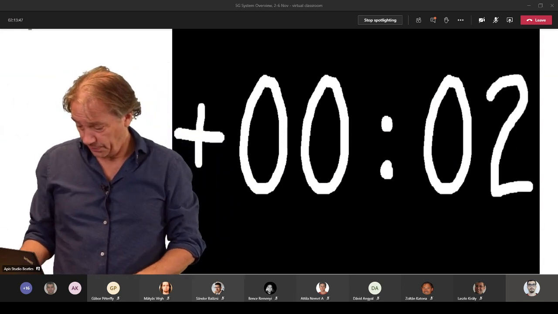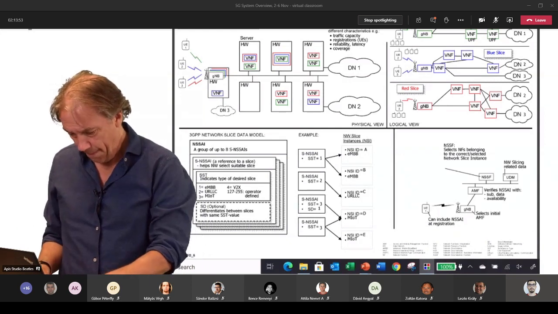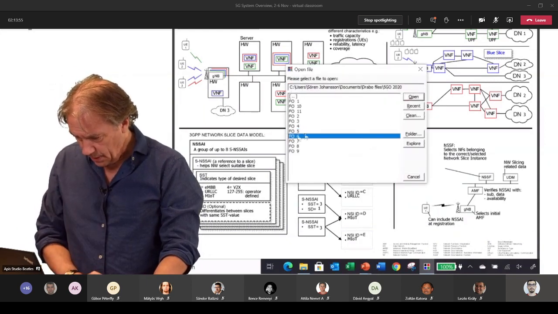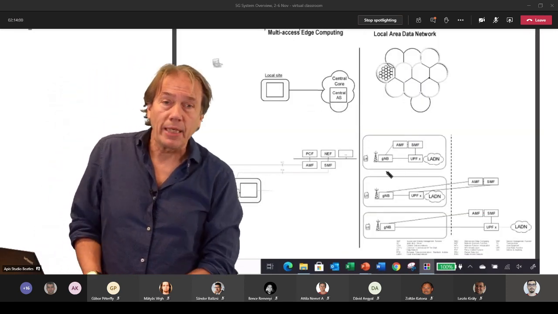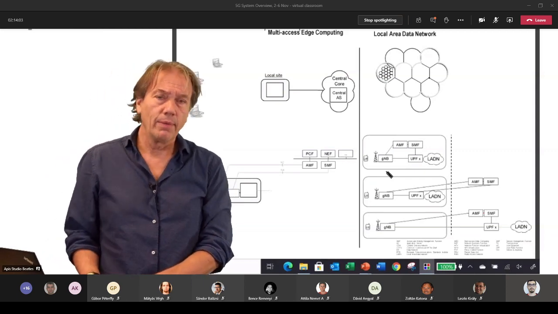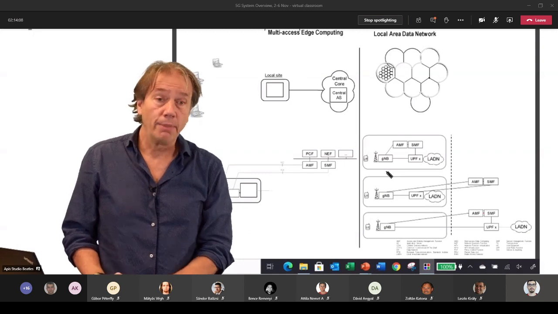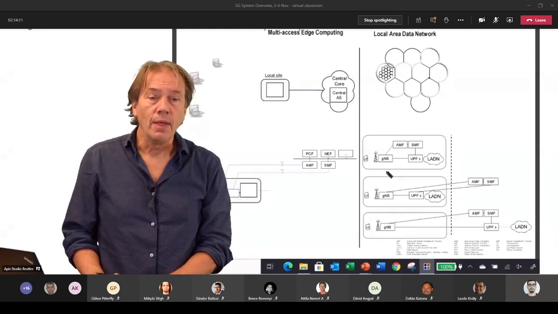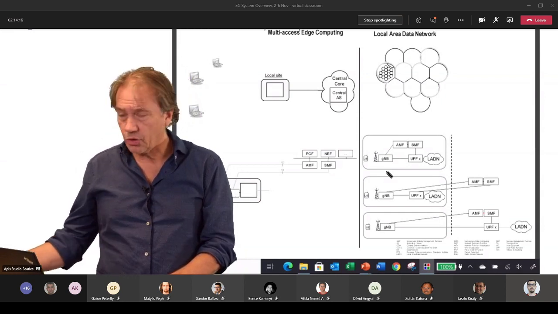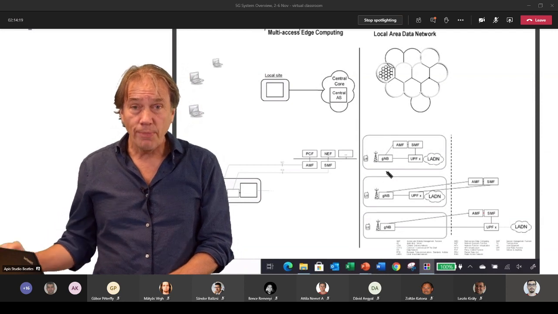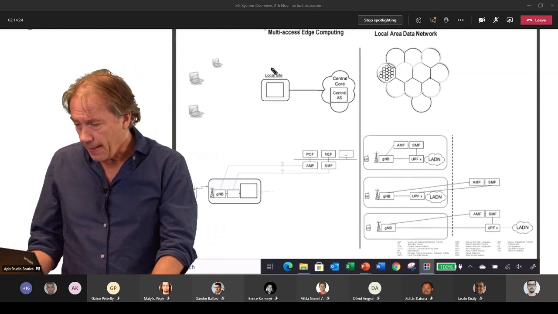Great, let's start. And the next topic is MEC and LUDN, which are two different things, but they can be combined. So let's start with edge computing or multi-access edge computing.